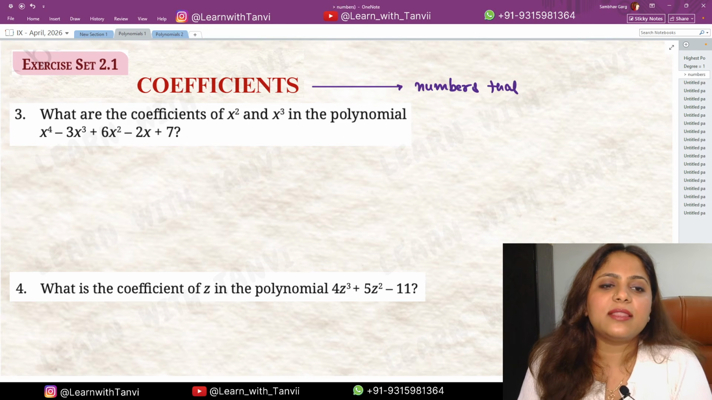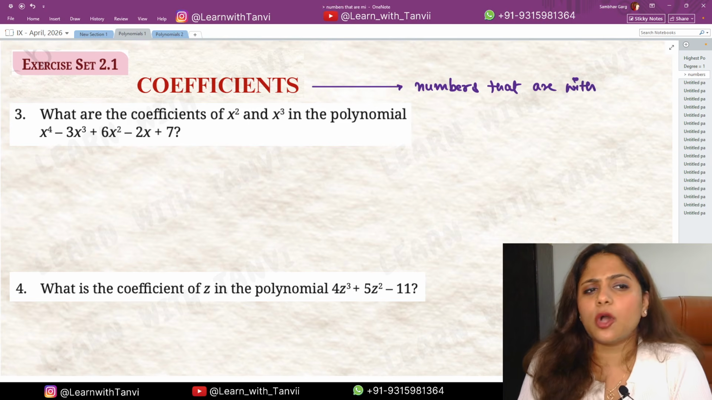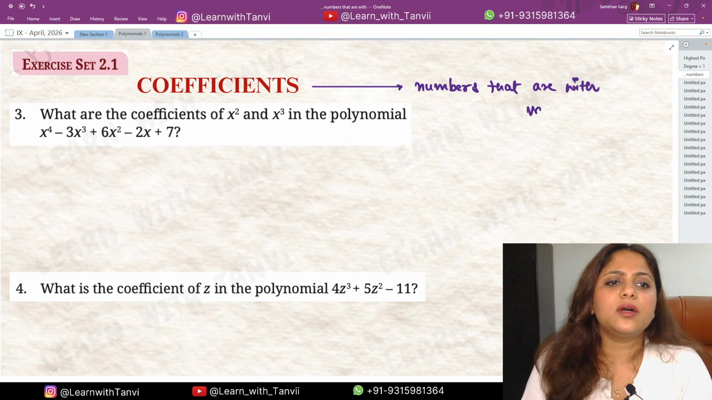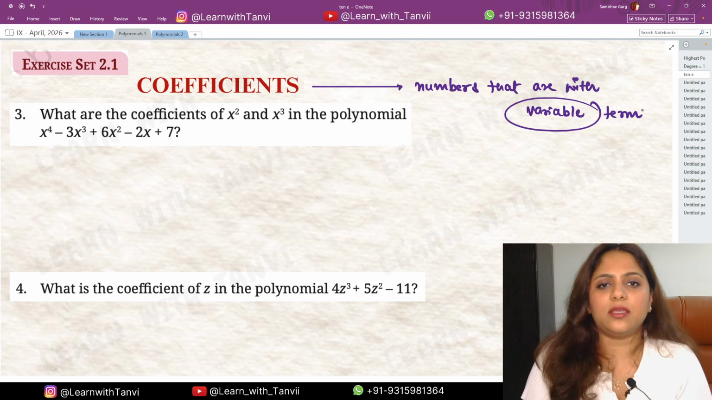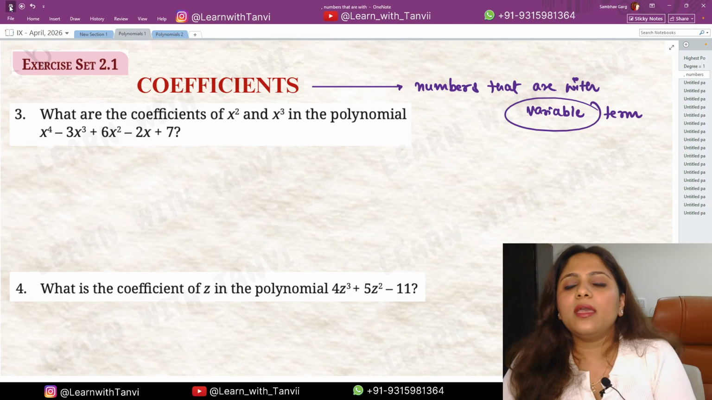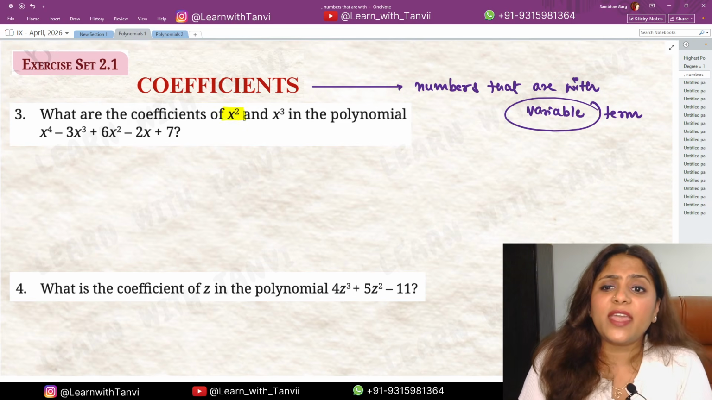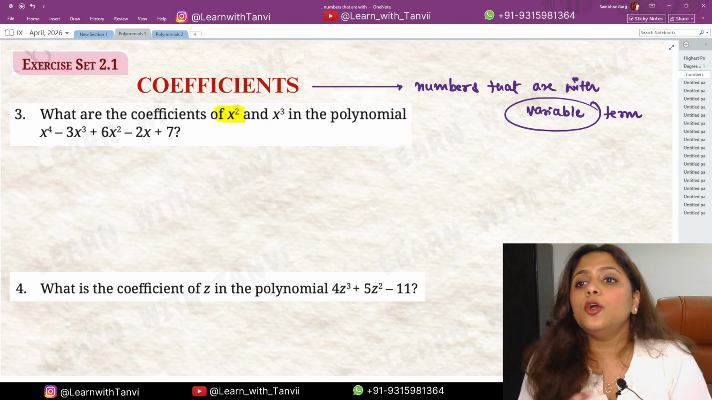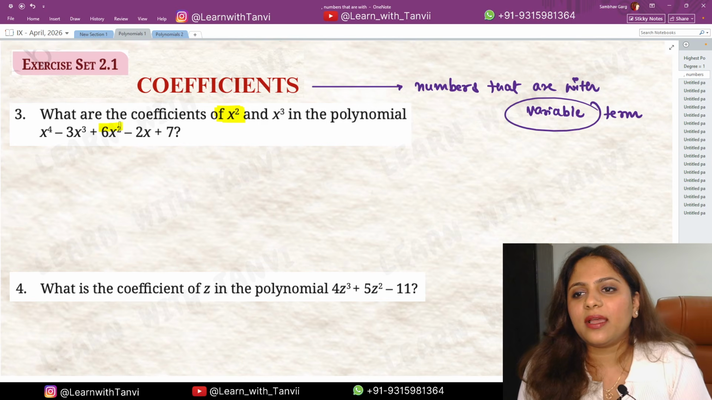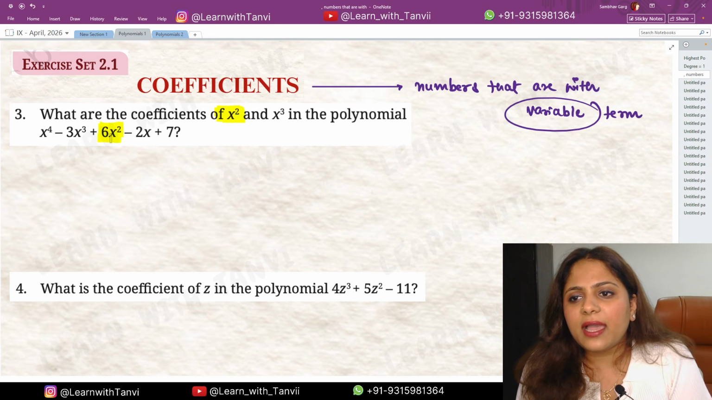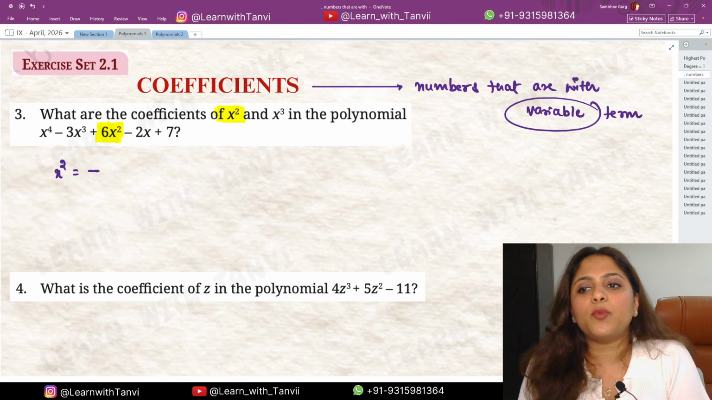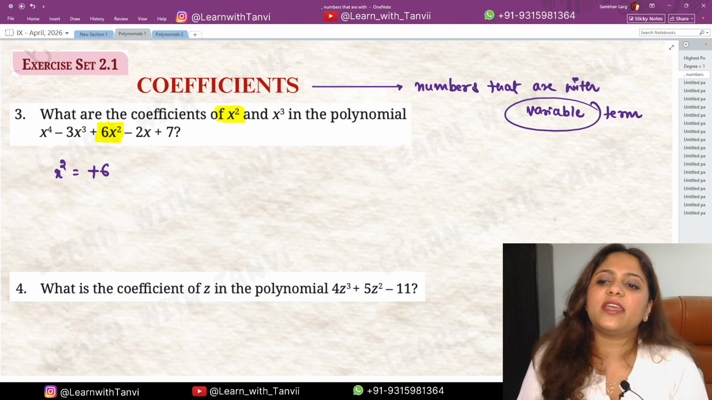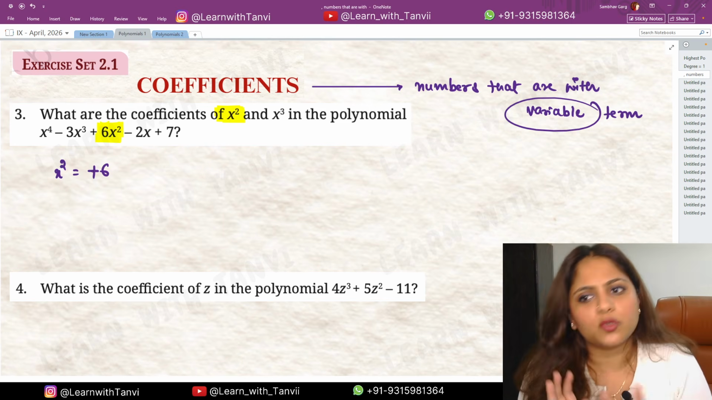If I just talk in the layman language, the numbers that are with the variable, whatever term or the variable term they are asking you. Understand. For example, here they are asking me what are the coefficients of x square. Only x square na. To find where is x square. Okay. I have only one term where I have an x square. Correct? So what is the number with this term? X square के साथ आपको क्या दिख रहा है? You can see +6. So the coefficient of x square is 6. Positive है तो आप सिर्फ 6 बोल सकते हो.